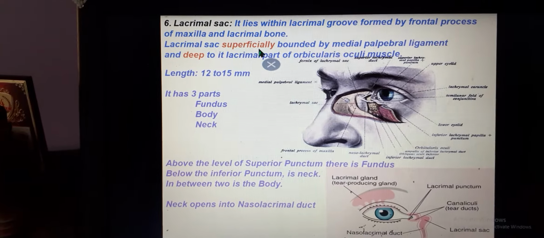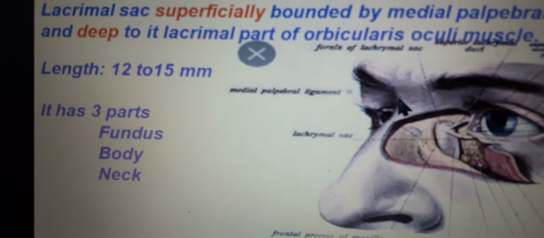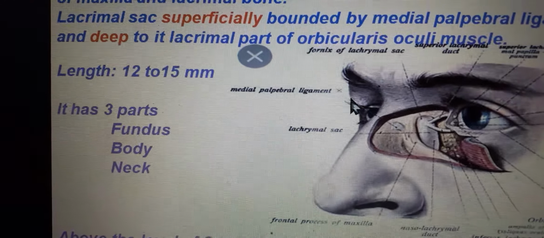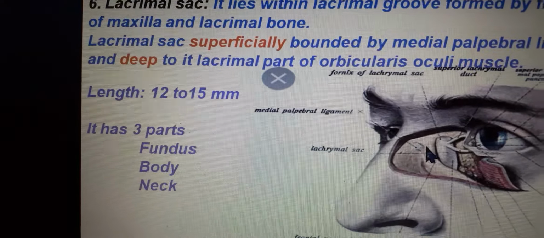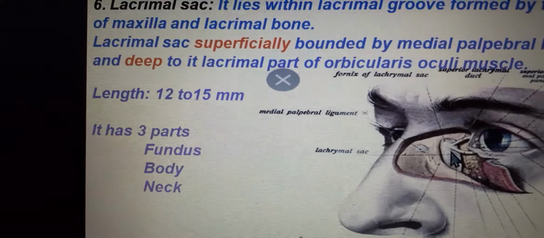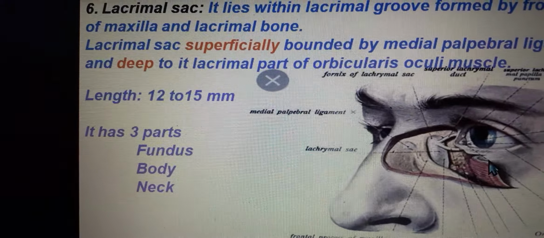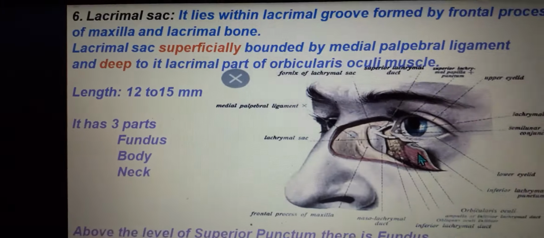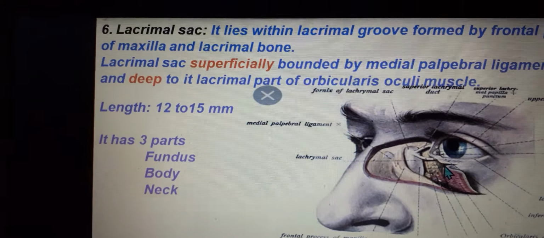The lacrimal sac is superficially bounded by the medial palpebral ligament. This is the medial palpebral ligament, this one. So, superficial to the sac is the medial palpebral ligament, and deep to it is the lacrimal part of the orbicularis oculi muscle. Here lies the lacrimal part of orbicularis oculi, deep to it.